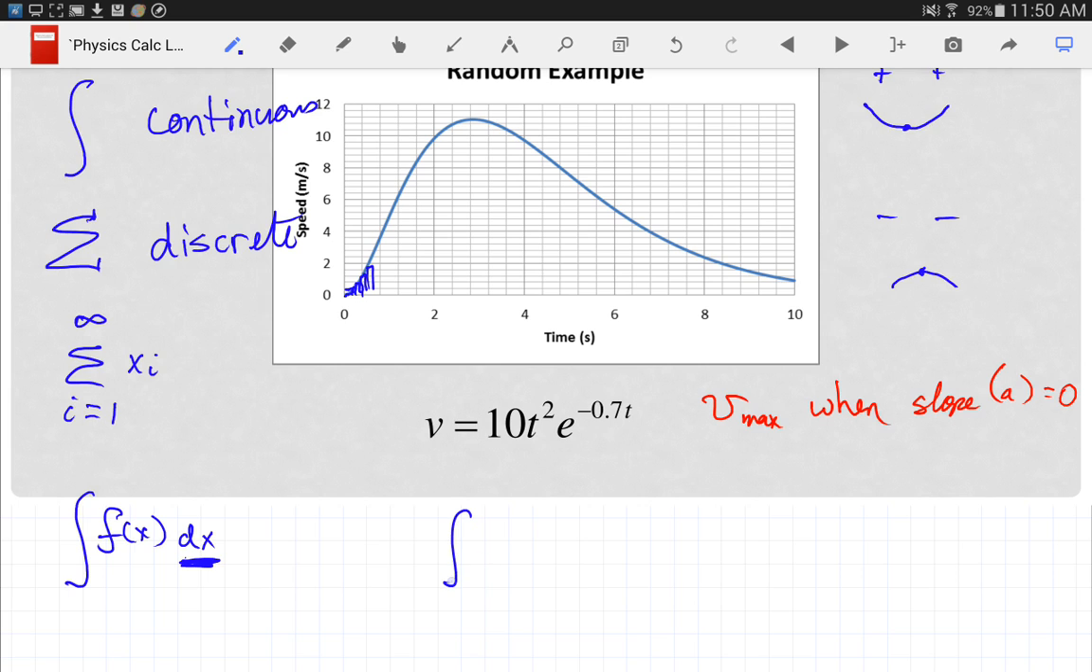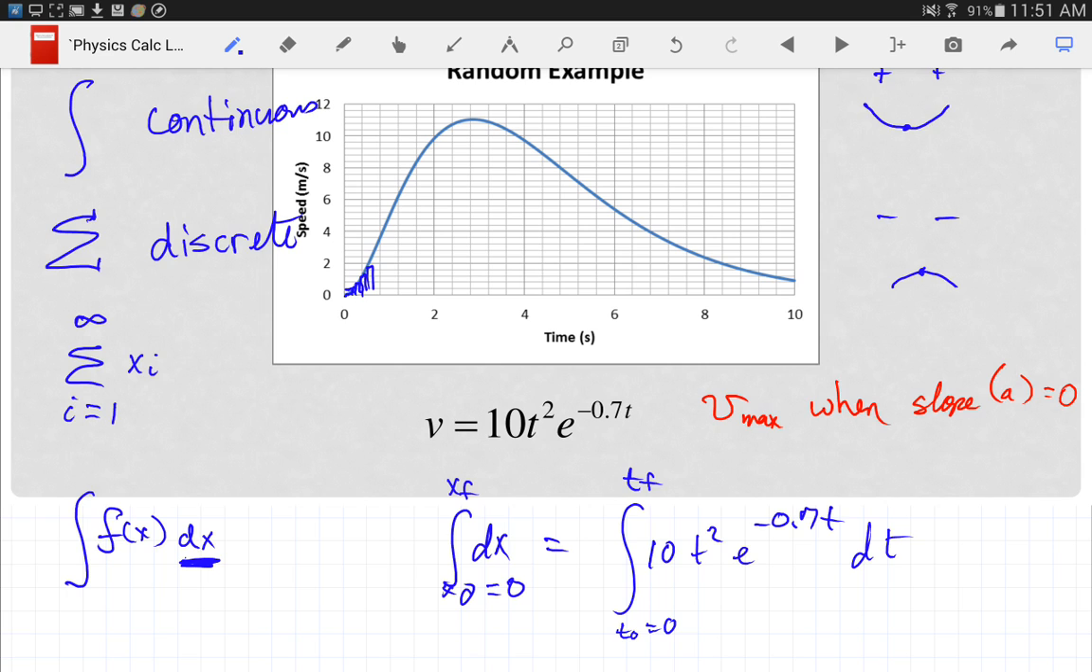But I would just have my integral dx from x0, which I'm going to say starts at 0 position, to x final, is equal to the integral dt from t0 equals 0. I forgot to write the 0 there. To t final of 10 t squared e to the minus 0.7 t dt. And then I would have to do that integral on the right, and I would get my answer.